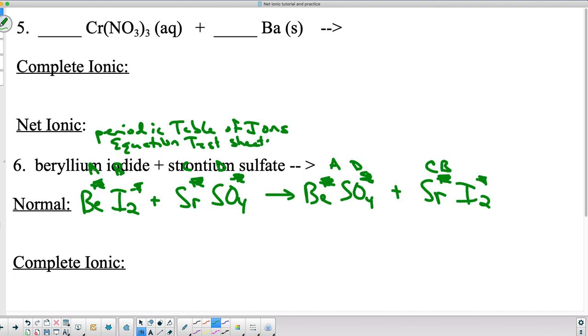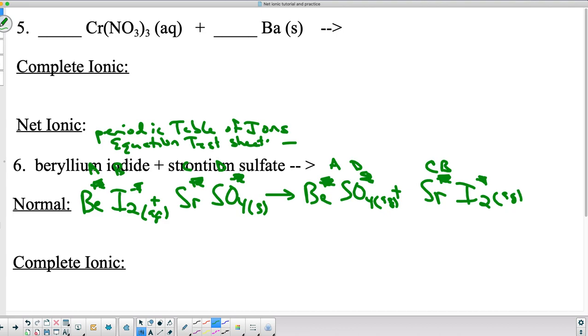Now, here my first step is to look at the equation test sheet. On the back is where I have the solubility chart. If you look on the solubility chart, you will see this. It will say aq for BeI2. It will say solid for SrSO4. You will see aq for BeSO4 and aq for SrI2.